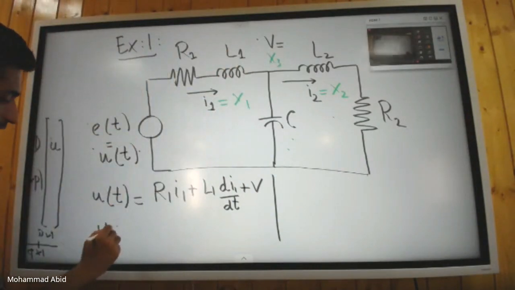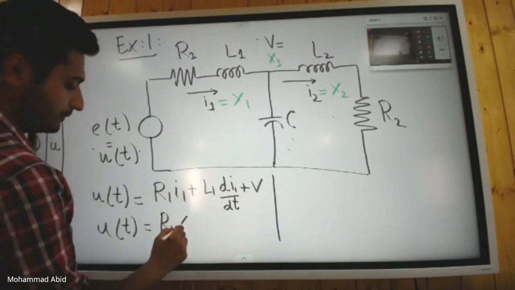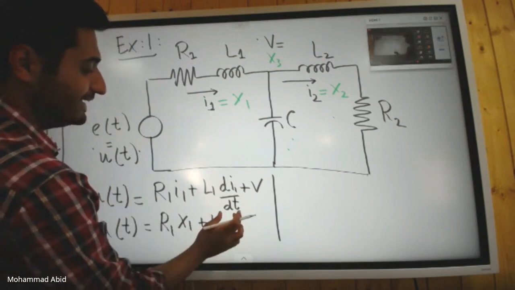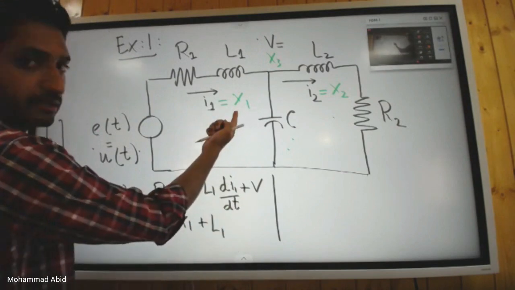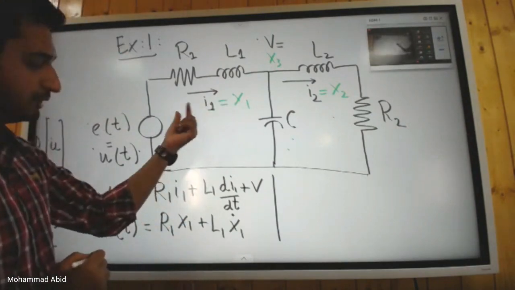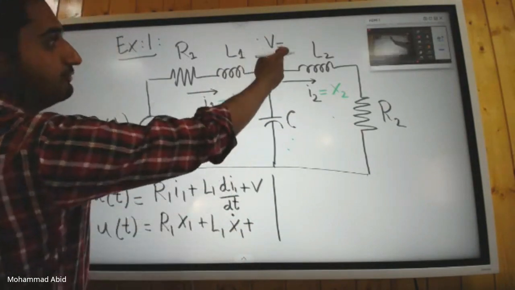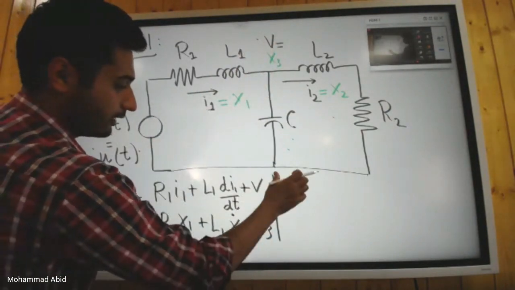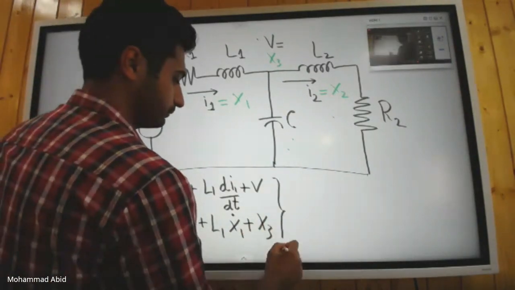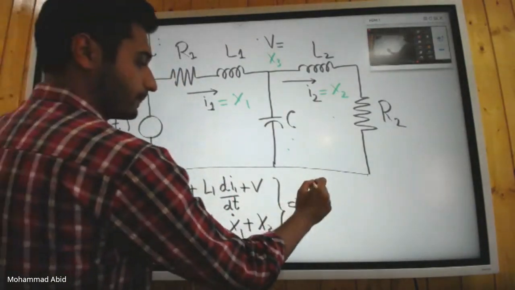So what will the equation look like? U(t) equals R1 times X1, plus L1 times, instead of di1 by dt, X1 dot, the derivative of X1, because X1 is I1 and the derivative of I1 is X1 dot, plus, instead of V, X3. Is it okay? And solve this equation for X1 dot.